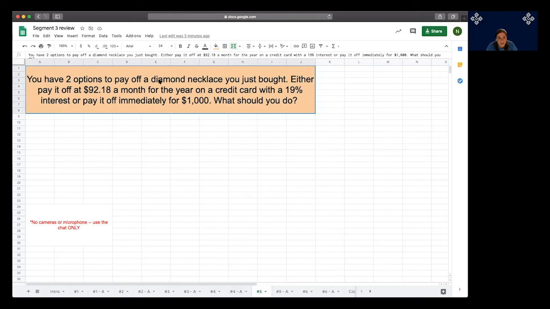You have 2 options to pay off a diamond necklace you just bought. Either pay it off at $92.18 a month for the year on a credit card with a 19% interest rate, or pay it off immediately for $1,000. What should you do? So work on this one for about 5 minutes and put your answers in the chat.